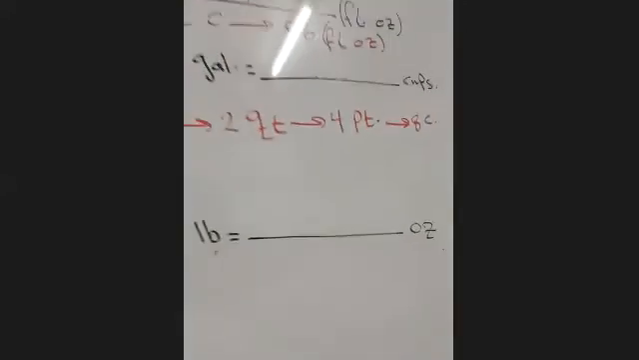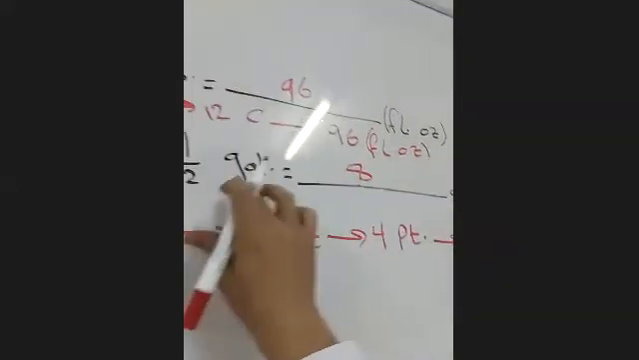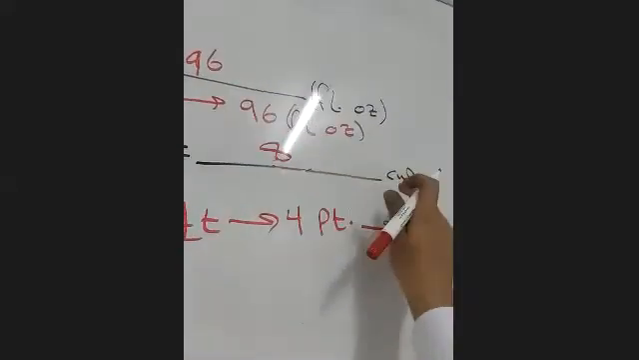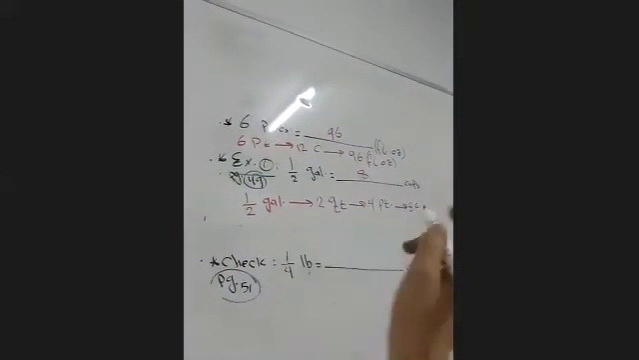So here, the half gallon, 8 cups. Now, this is my answer, guys. This is my way of solving. Now, let's go to the book and see how the book solved it.